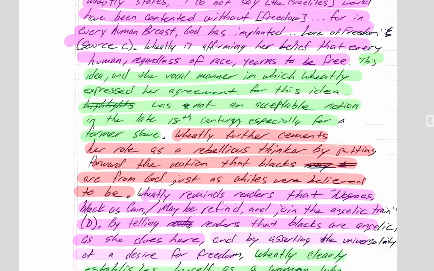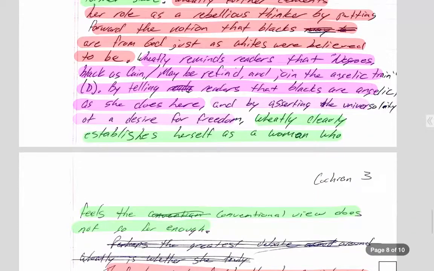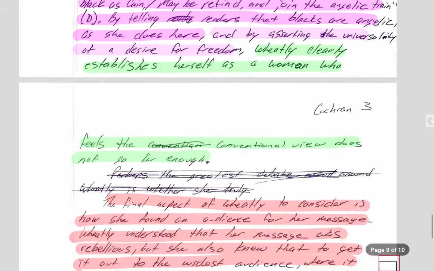While writing a letter of support to Occom, I'm going to use source C here. I give source C, again put it in my own words. Wheatley is affirming her belief that every human, regardless of race, yearns to be free. This idea, and the vocal manner in which Wheatley expressed her agreement with it, was not an acceptable notion. So now I'm getting that analysis piece: how does this show she's a rebel? Another claim, another quote, some more analysis.